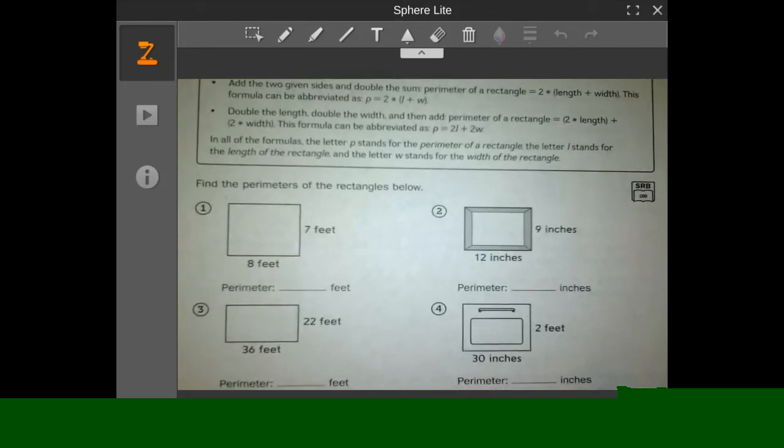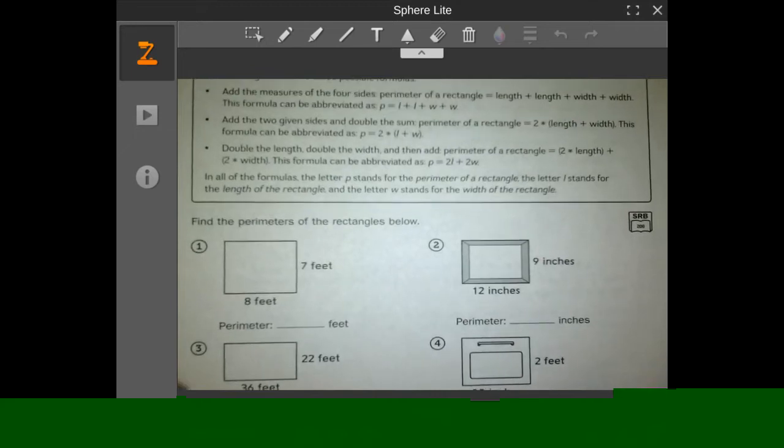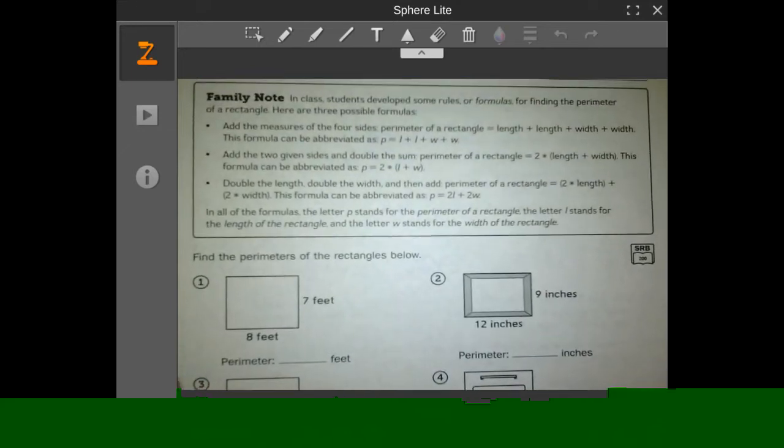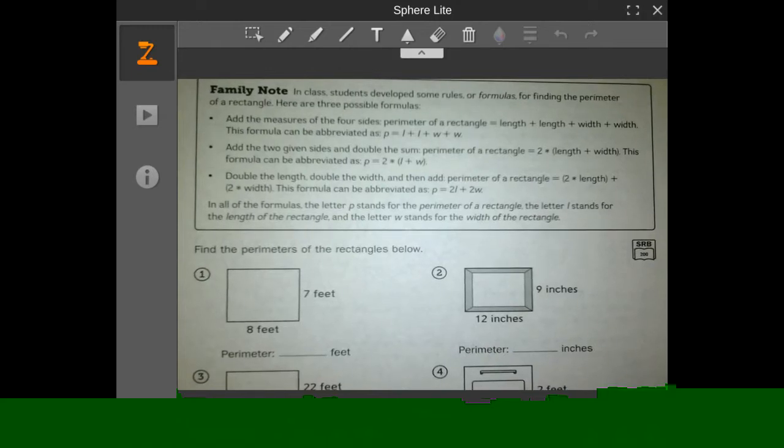Our last perimeter assignment, we worked together. This one, you are going to complete independently. That means on your own, using your notes from our previous lesson. If you don't have notes, go back and watch the video.